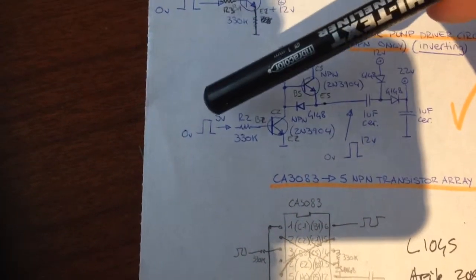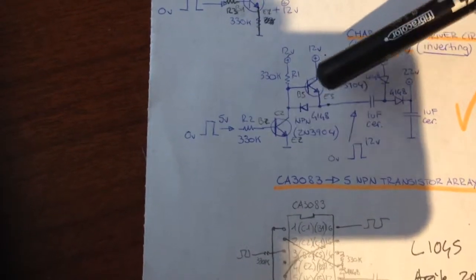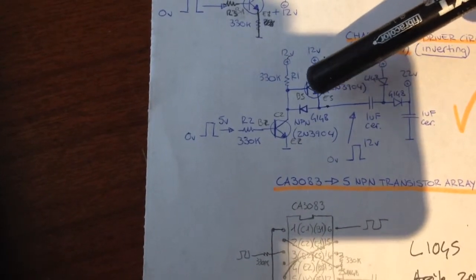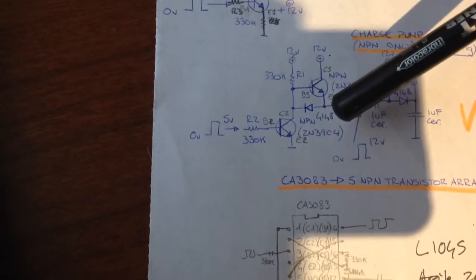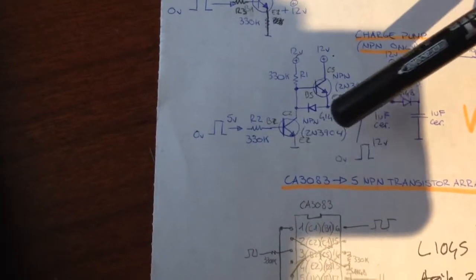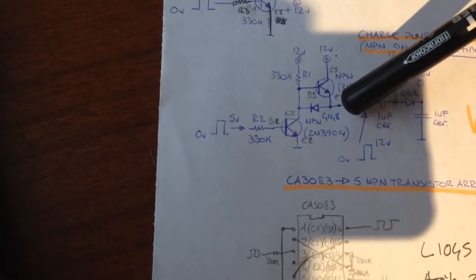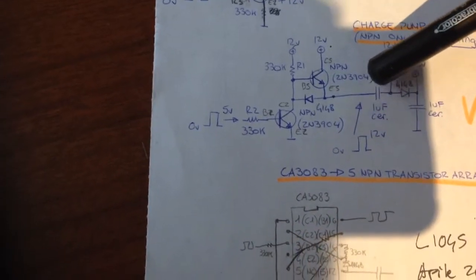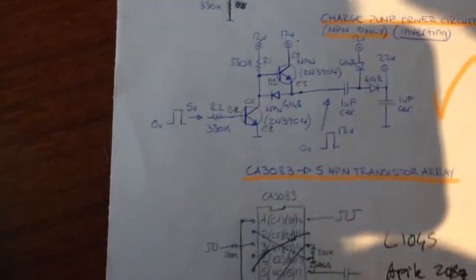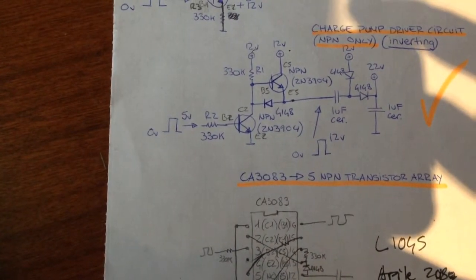But if the input here is 5 volts, this transistor is going to turn on. This other transistor is not going to be on because it's pulled to ground, so this transistor is on, and current can flow from this point here through the diode to ground. So actually, we have pulled this point here to ground, and we feed this point into the capacitor that we use as the voltage doubler capacitor.